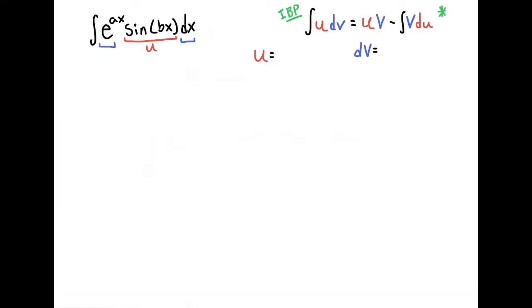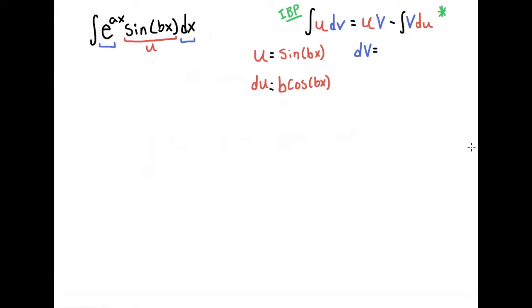Okay. So the function sine of bx is going to be our u. Sine of bx. And what we need to do is take the derivative. So du is equal to, well, the derivative of sine is cosine of bx. And because of the chain rule, we're going to have to pull this b out front because the derivative of bx is b itself. So let's do that here. b cosine of bx.